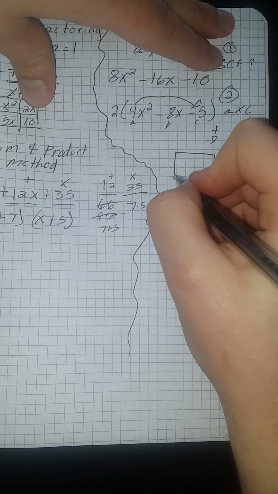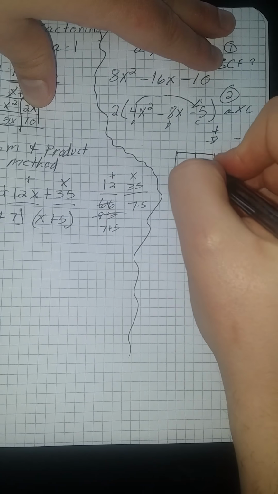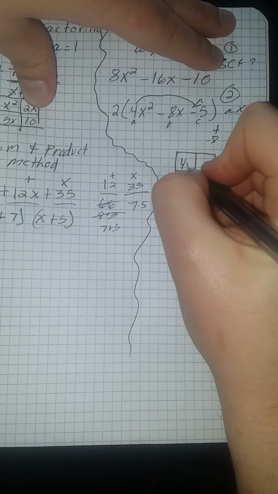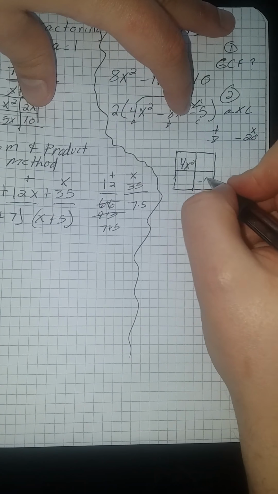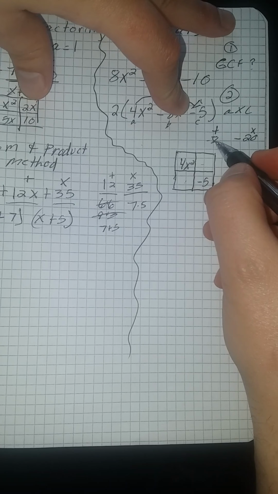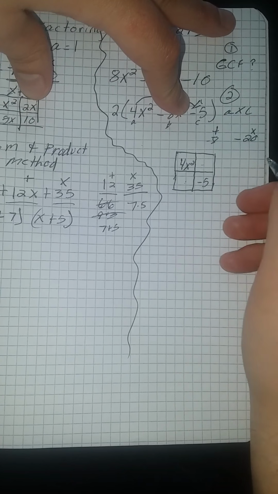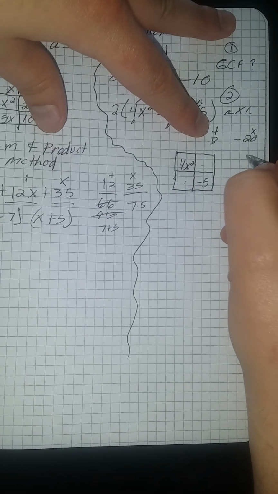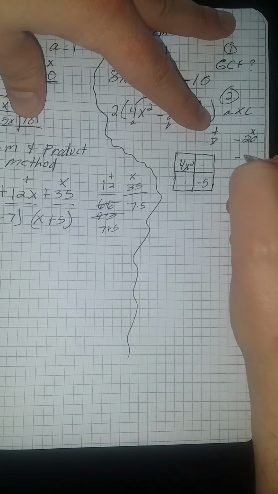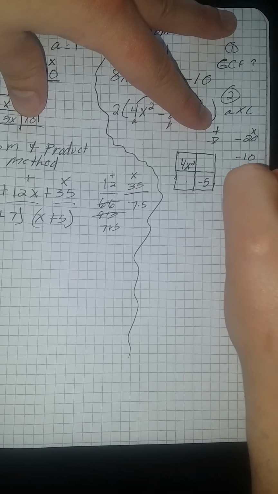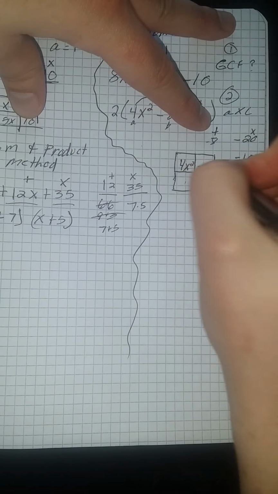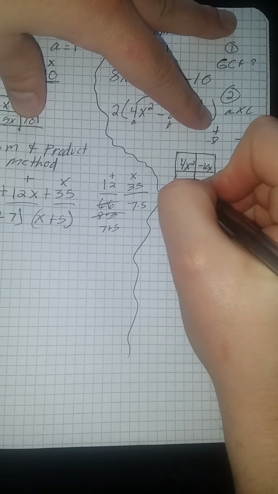Okay, we need our box method. We're going to undo the box. Remember, reverse Sudoku is what I refer to it as. So we have 4x squared, we have negative 5. And these two terms have to add to make negative 8 and multiply to make negative 20. What are those two numbers? Think about it. I see negative 10 and positive 2. Those two numbers would multiply to make the negative 20 and add to make the negative 8. So negative 10x and 2x.